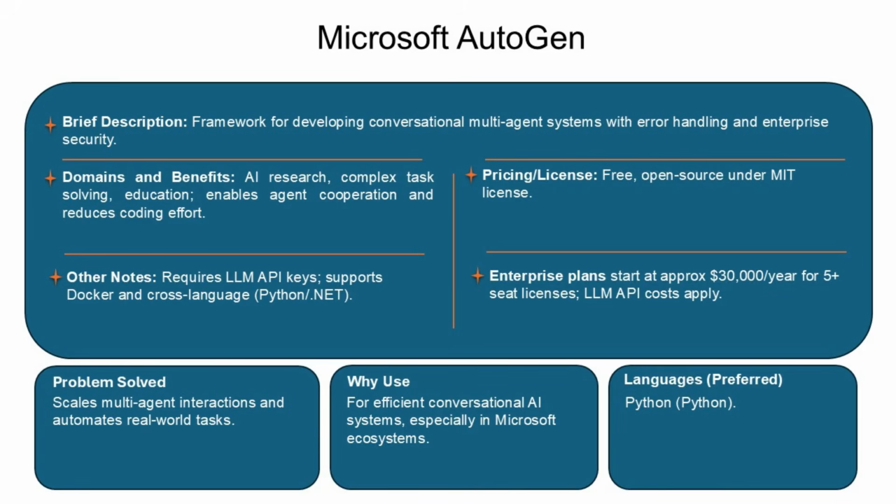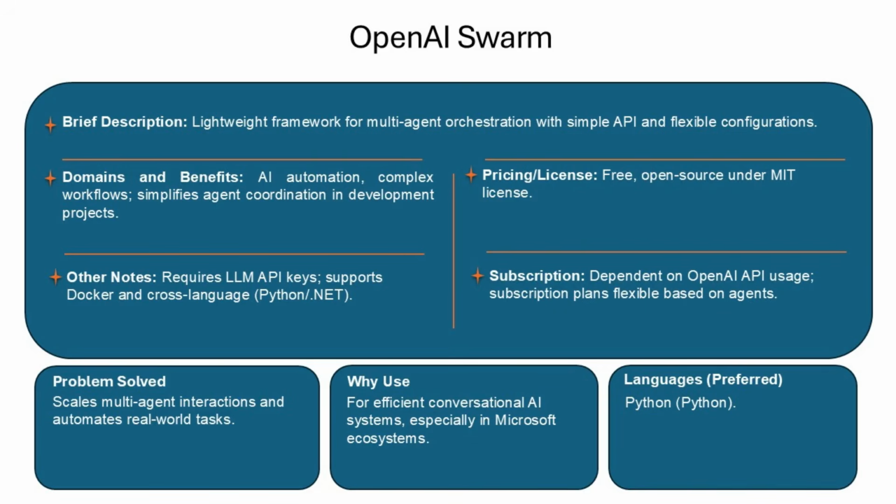LLM API cost applies. Generally why to use: for building efficient conversational AI systems, especially in Microsoft ecosystem. And generally the problem solved is it scales multi-agent interactions and automates real-world tasks. The language preferred is Python, and general other notes are like required LLM API keys, supports Docker and cross-language like Python.NET.